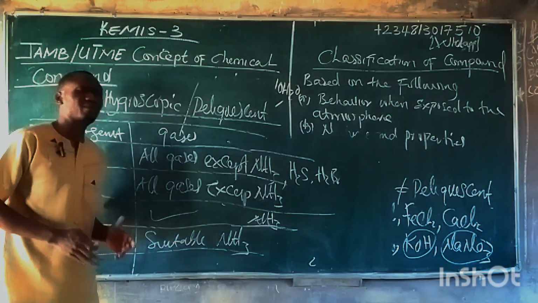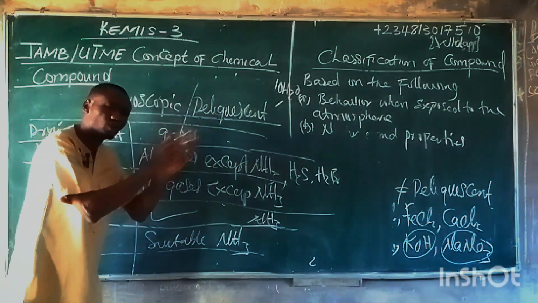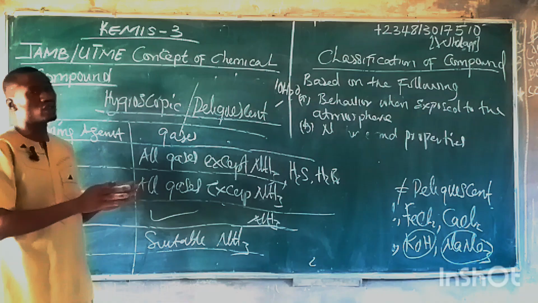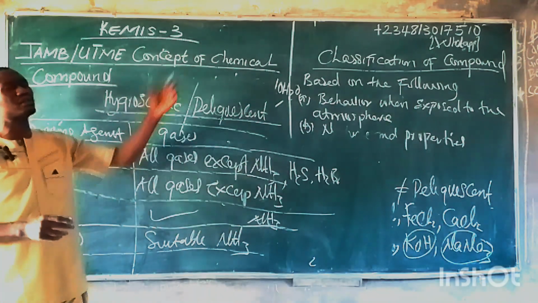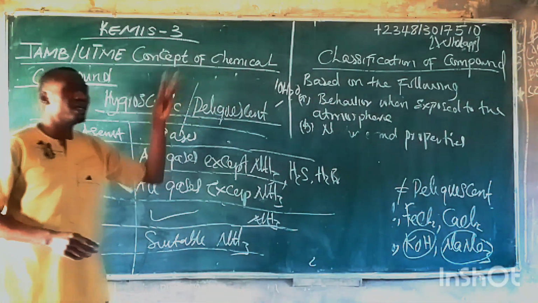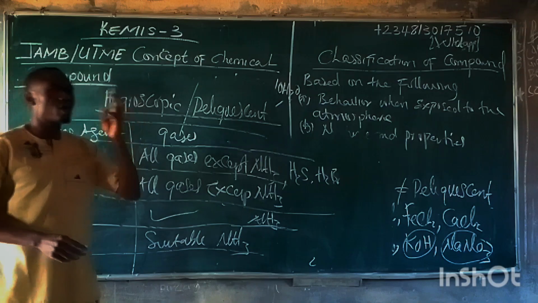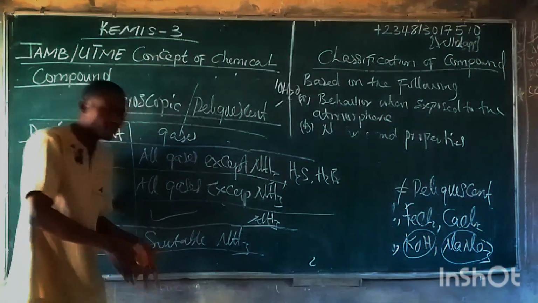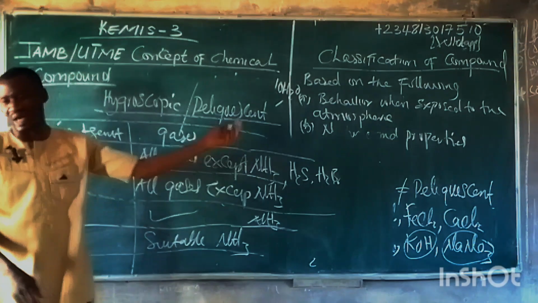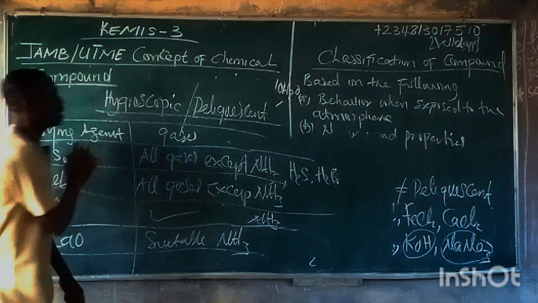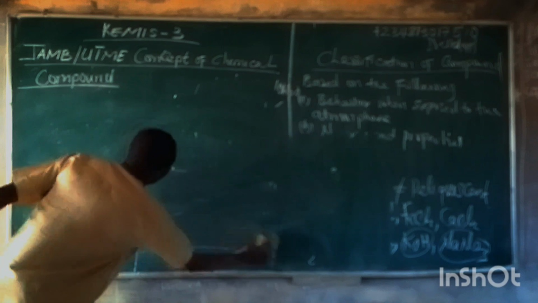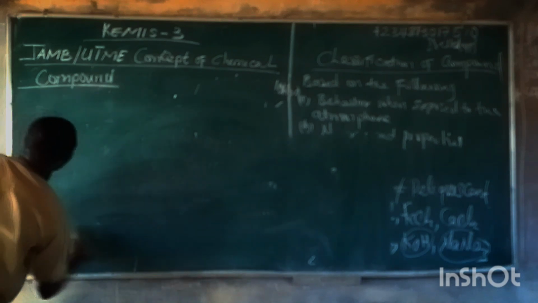We're talking about the concept which JAMB is expecting you to focus your attention on, because that's where the question is coming from. Number one is to know that compounds are classified on 3 bases. Number one, the behavior of the compound when exposed to the atmosphere. Number two is the properties and their nature. That's what we're talking about.